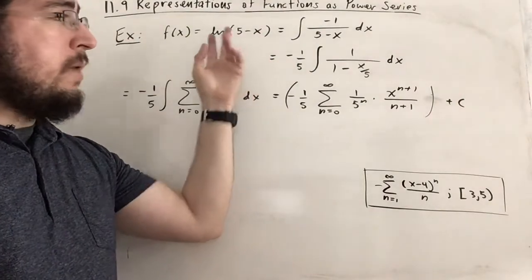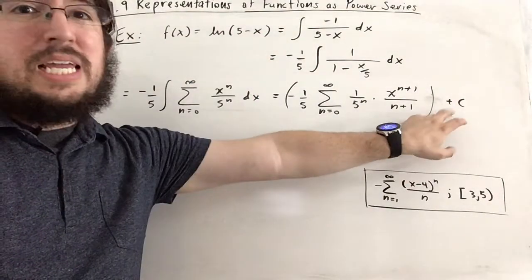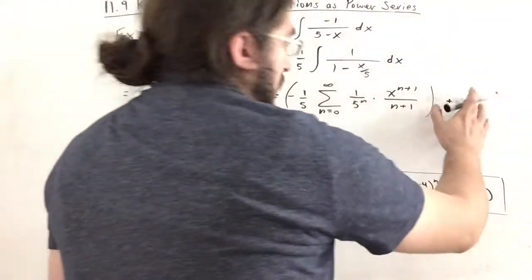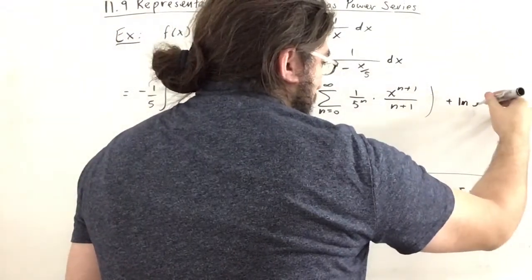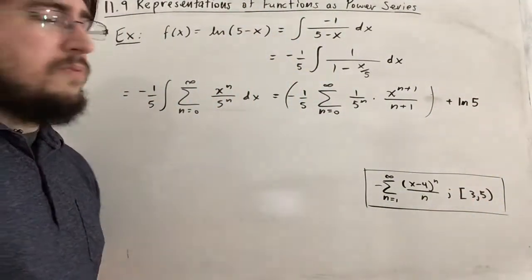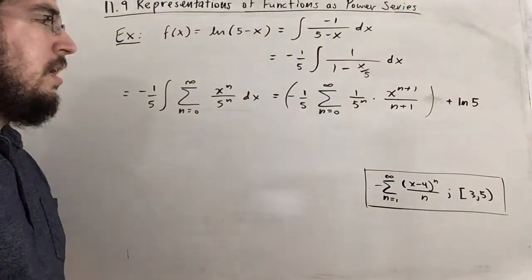When you plug in 0 here, we get ln of 5. So this c isn't 0. This c is actually ln of 5. So that takes a little bit of justification in writing out, but I'll leave the details for you there just because I want to make this a little quick.